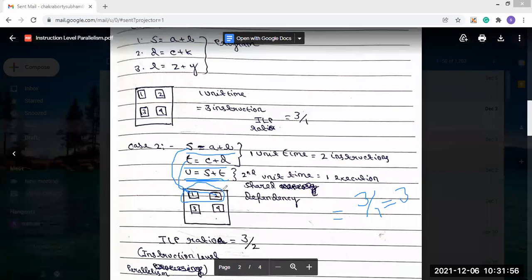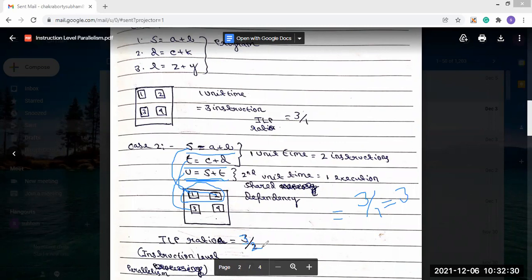Then after getting the result, in the next unit of time, that is the second unit of time, we will execute this third instruction. So what will be our ILP measure or ILP ratio now? The ILP ratio will be 3, because to complete the total execution of this program, how much time is required? 2 units of time. So that's why the ILP ratio will be 3/2 here, not 3/1.